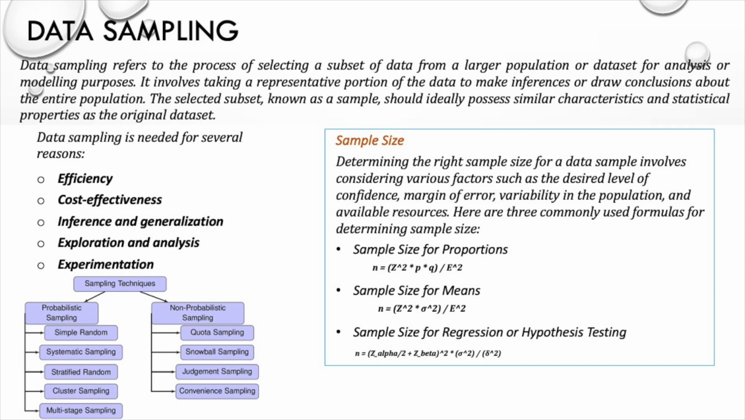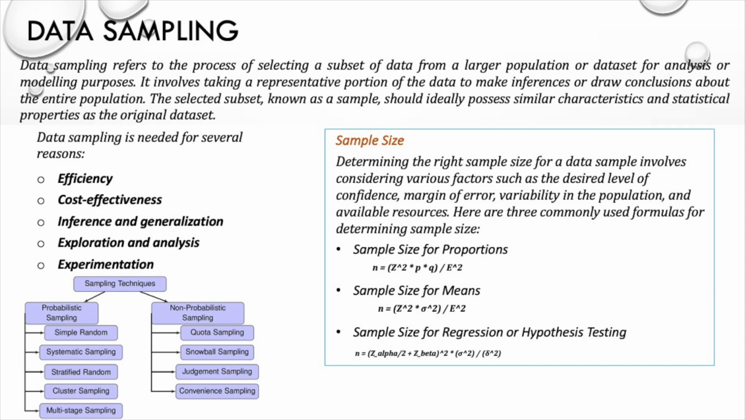Stratified sampling. In stratified sampling, the population is divided into subgroups or strata based on certain characteristics that are relevant to the analysis. Then, a random sample is taken from each stratum in proportion to its size. This technique ensures that the sample accurately represents the characteristics of each subgroup in the population. Stratified sampling is useful when the population is heterogeneous and contains distinct groups.